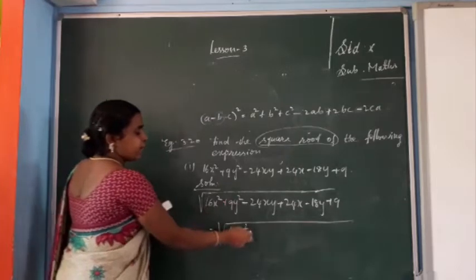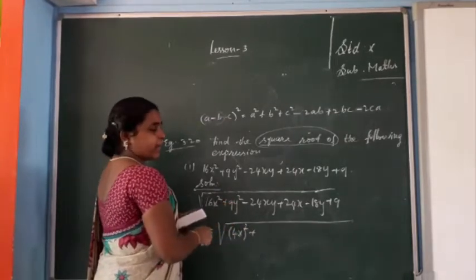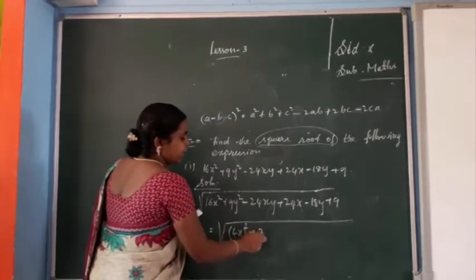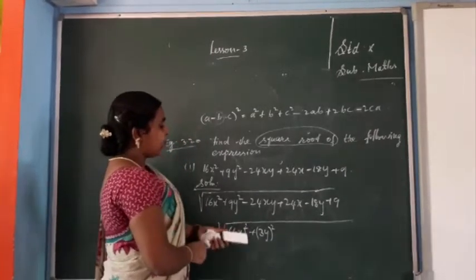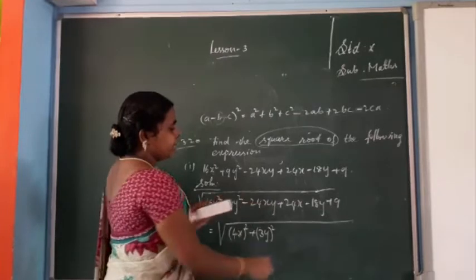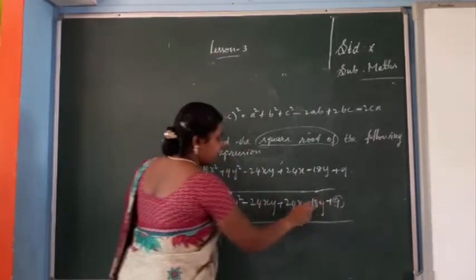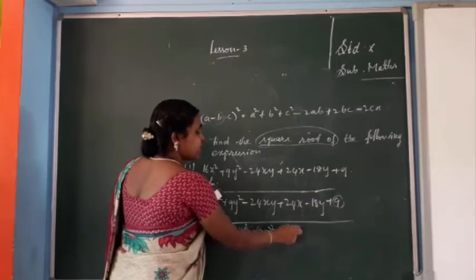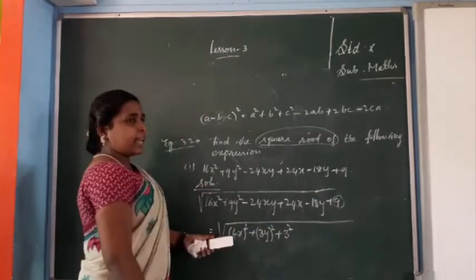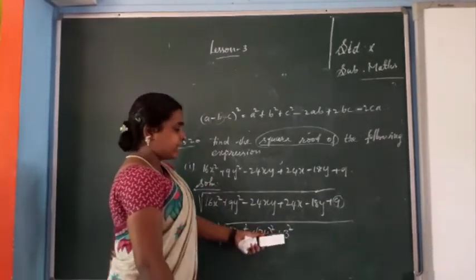The next value also, 9y square. 9 is the square also, 3y the whole square. Next, a square, this is the one more square number I need. So 9 is here, that 9 I am going to write here. So 9 means 3 square. So a square plus b square plus c square.